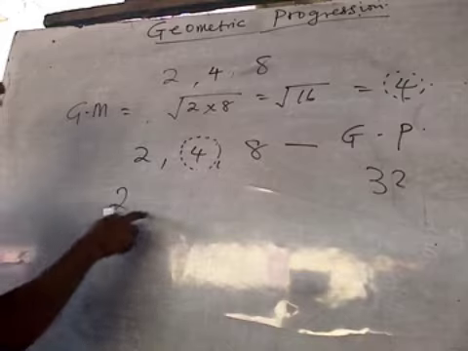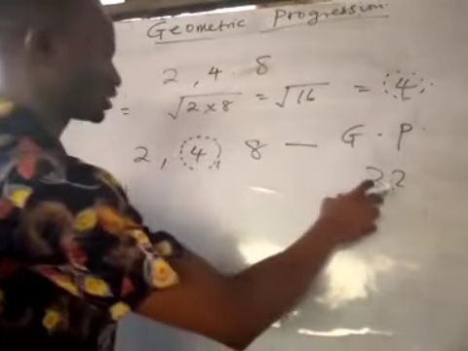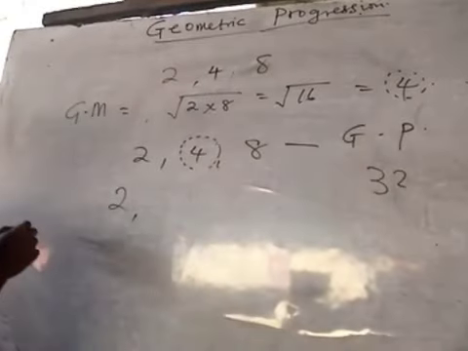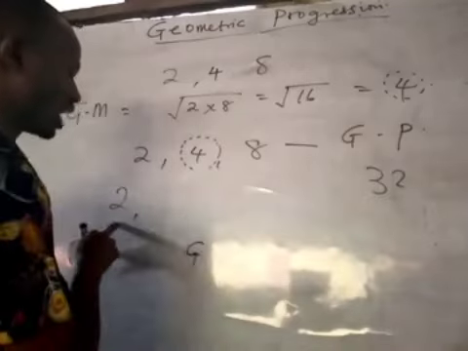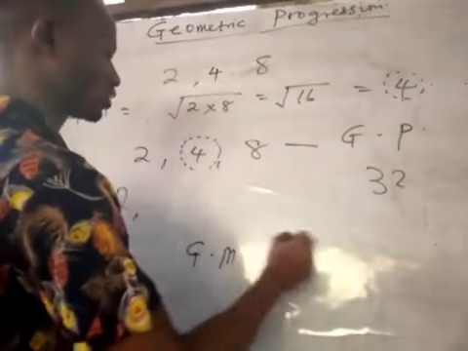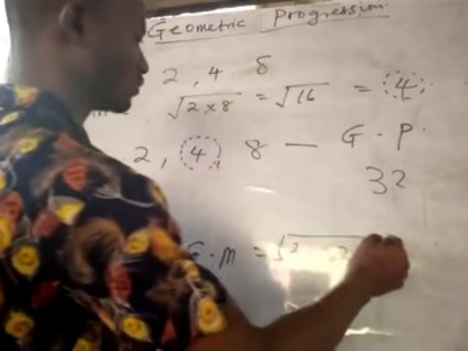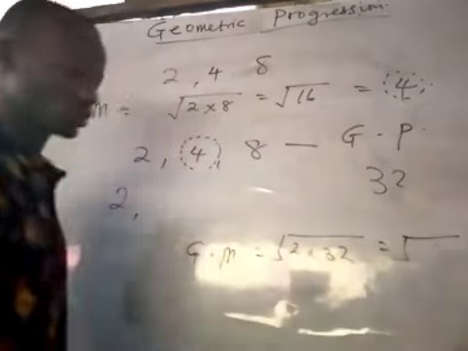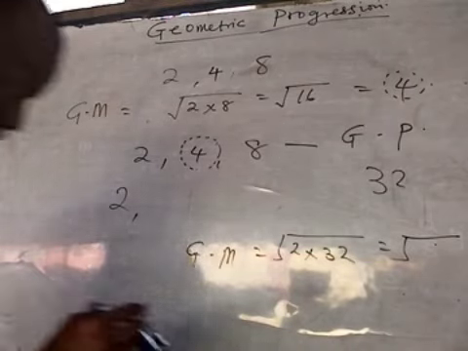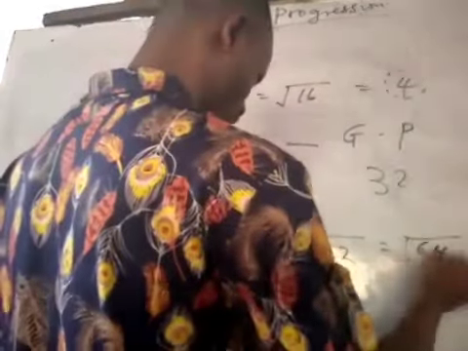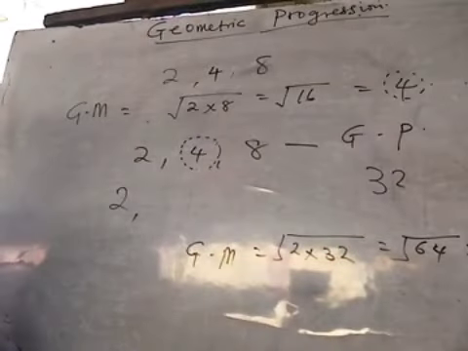Now watch. The geometric mean of 2 and 32 will give us the square root of 2 times 32, which will give us the square root of 64, which is equal to 8.